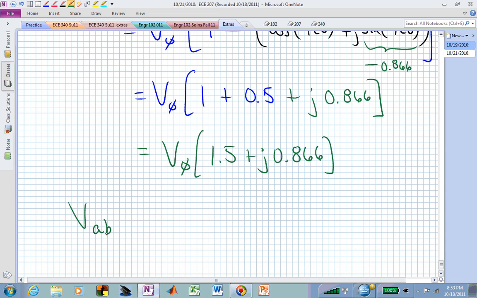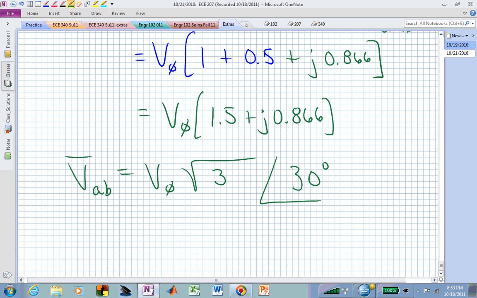Or v sub ab is now v sub phi. We can find the magnitude of 1.5 plus j 0.866. Take 1.5 squared and 0.866 squared. Take the square root of that, and that will actually end up with the square root of 3. We find the angle or the inverse tangent of 0.866 over 1.5, giving us 30 degrees.